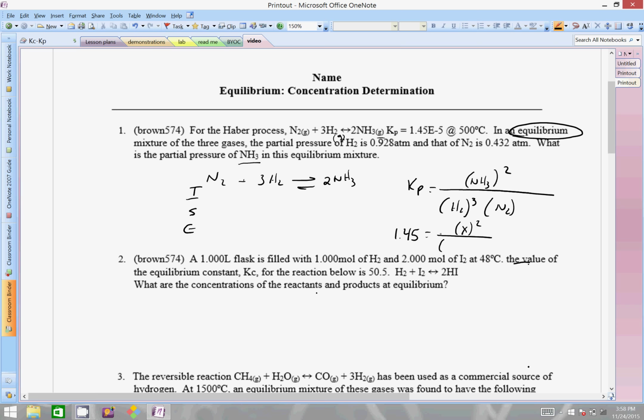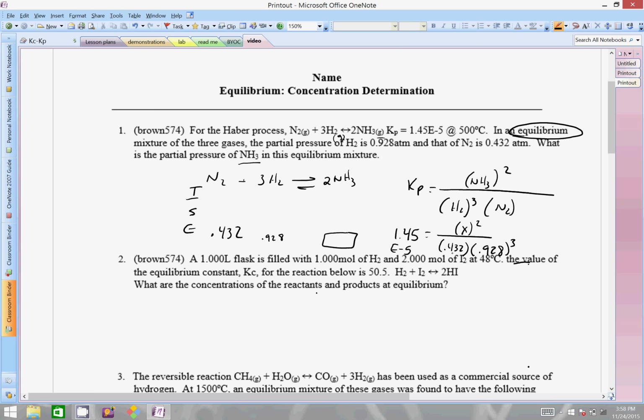And then we have this one, which is 0.928, and this one is 0.432. Now again, in order to maintain a balance of 1.45 e to the negative fifth, I would have to have a certain ratio between products and reactants. And since we know two of them already, the third one is just a matter of process of elimination. 0.432 and 0.928 cubed. Solve for x.